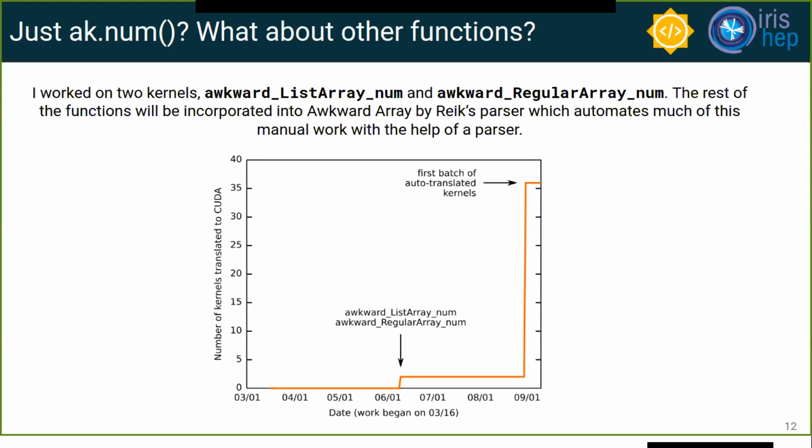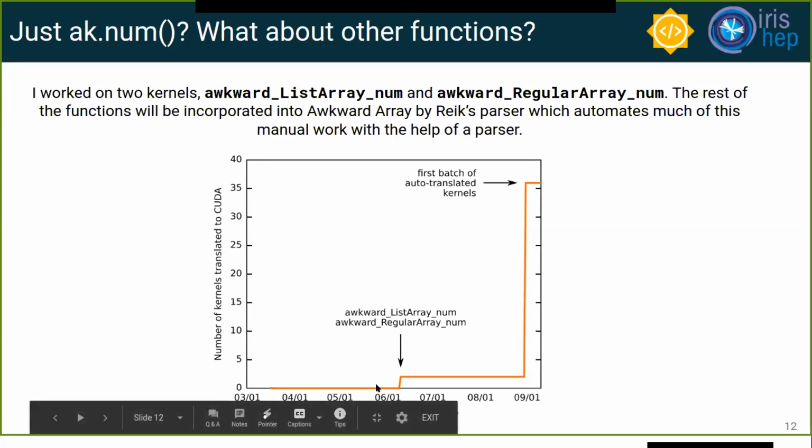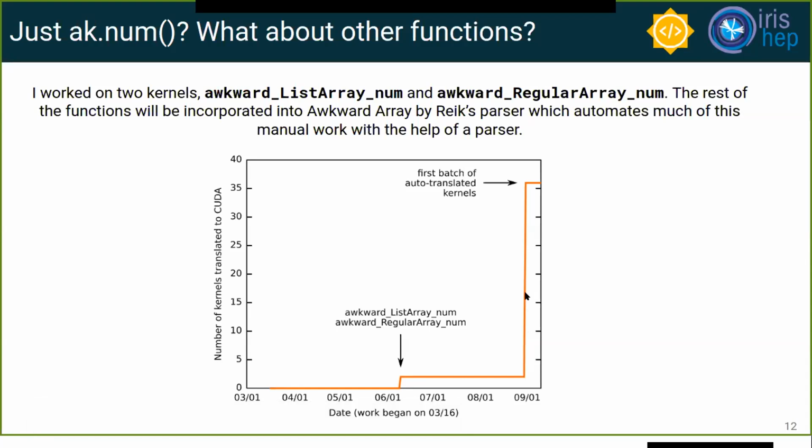And this graph actually demonstrates that. So somewhere around June, I had got this kernel written, the num kernels, and till then it was constant. And just a few days back, Reik completed his first batch of automated translated kernels, and they just went into the repository easily. And now you can use multiple kernels too.